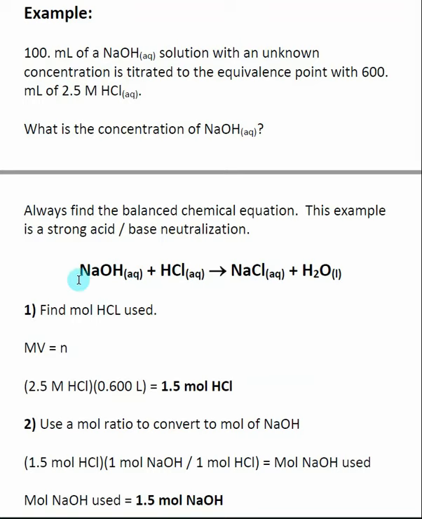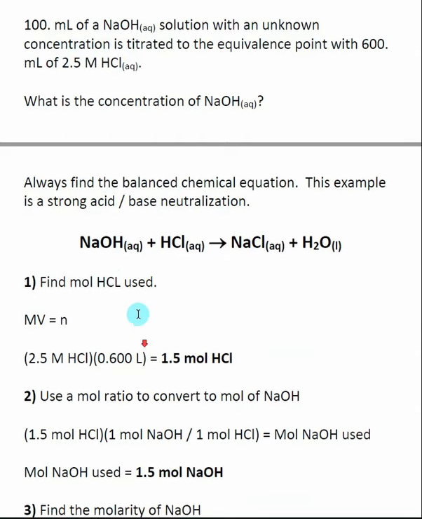So for every 1 mole of NaOH I use up 1 mole of HCl. And so this is going to be the reaction that we're going to use to find our unknown concentration of NaOH. So the first thing I need to do is figure out how many moles of HCl it took to get to our equivalence point.